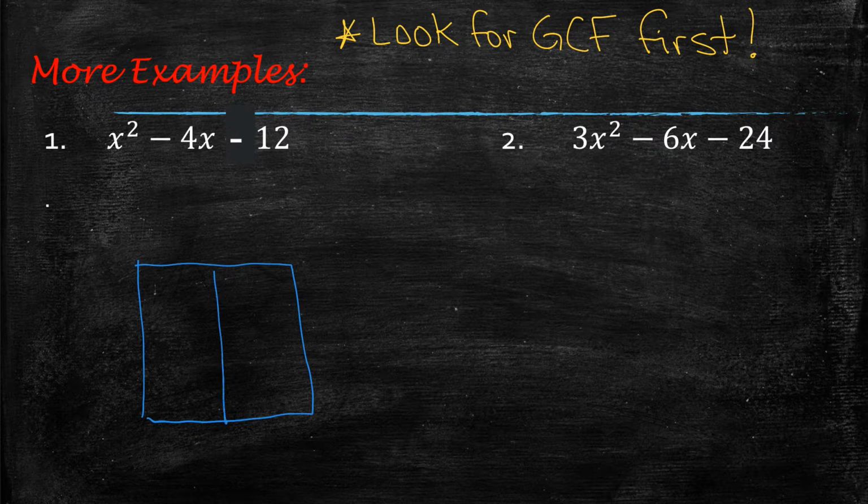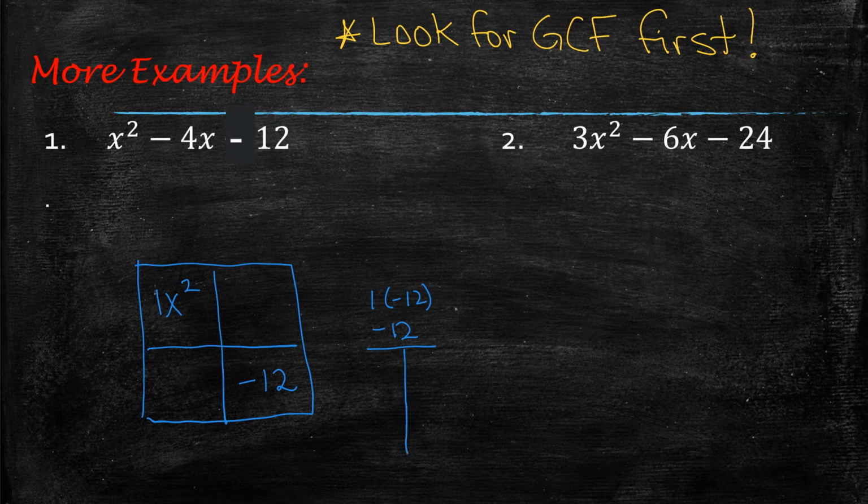So we're going to go ahead and make our box. And then just remember that in your first box, you're going to put your first term, so x squared. In the last box, you're going to put your last term, negative 12. And then you're going to make your AC chart. So we have our A value of 1, our C of negative 12. So when I do 1 times negative 12, that gives me negative 12. So we're going to go ahead and make this chart.